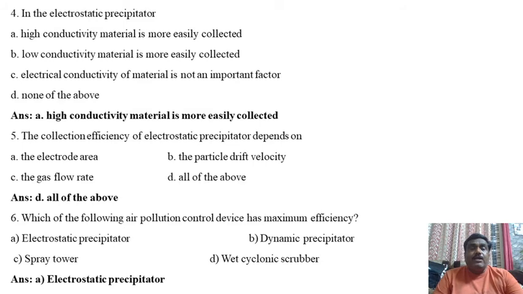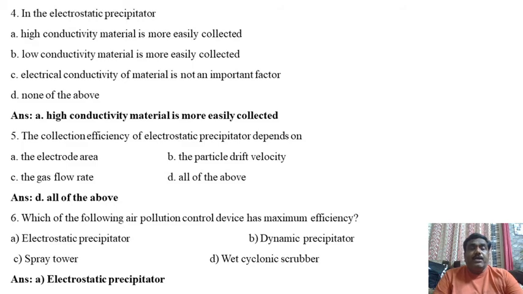And fourth one is, in the electrostatic precipitator, option A is high conductivity material is more easily collected. Second one is low conductivity material is more easily collected. Third one, C, is electrical conductivity of materials is not an important factor. Last option is none of above. The answer is high conductivity material is more easily collected.